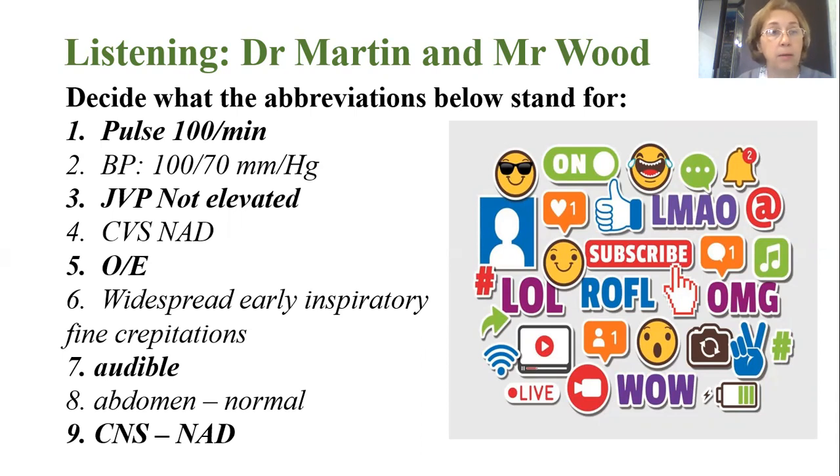Yes, who can help us? What does it mean, 100 per minute? Any ideas? This is about the beats of the pulse. Yes, so pulse rate, you're right. This is 100 beats per minute. This is the meaning.